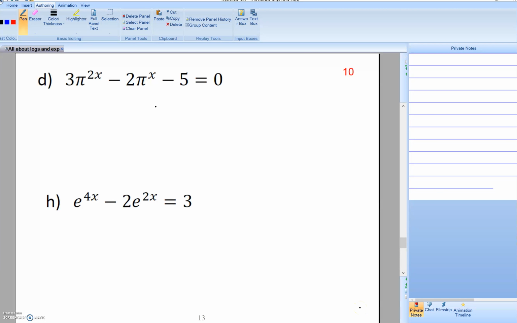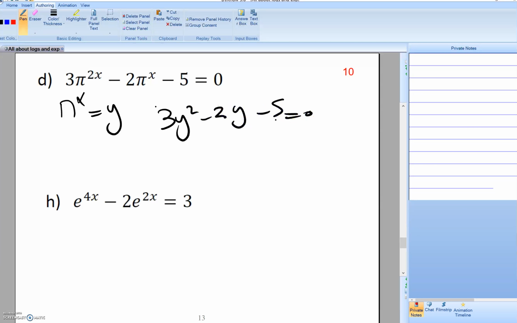Okay, for these two, I notice I have a quadratic. So here I can say pi power x is y. So I have 3y squared minus 2y minus 5 equals 0. And here e power 2x is y. So I can say y squared minus 2y minus 3 equals 0.